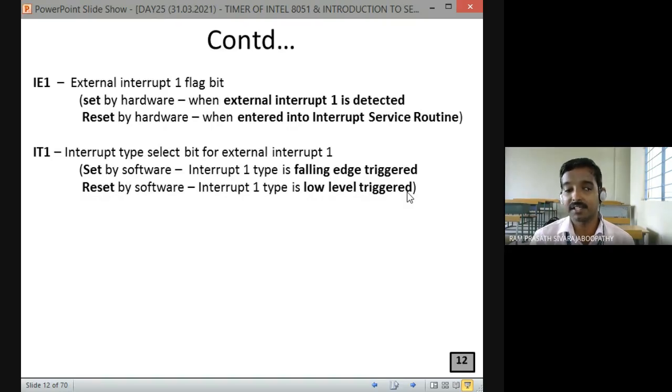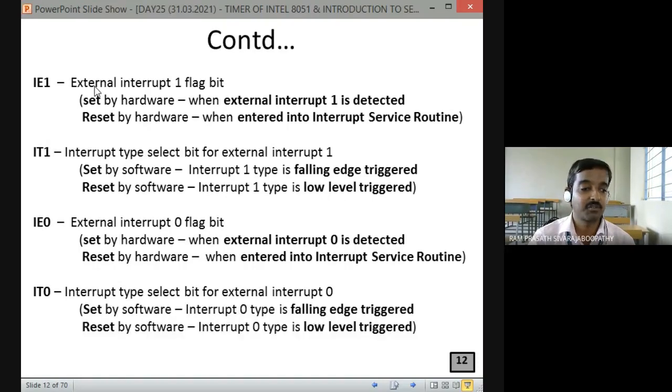Edge trigger or level trigger, we can program it. Edge trigger means the interrupt is sensed only on the falling edge. Level trigger means it is sensed only when the low level is maintained. That's why we are saying INT0 bar, INT1 bar. These 2 bits are for external interrupt 1. The next 2 bits are for external interrupt 0. That's all. Is it clear up to this?